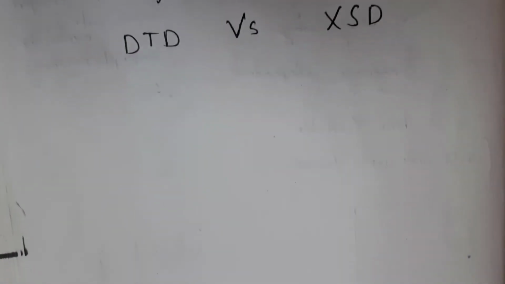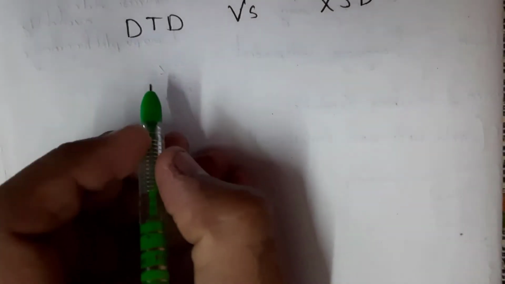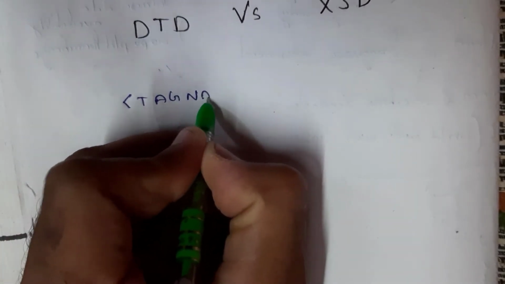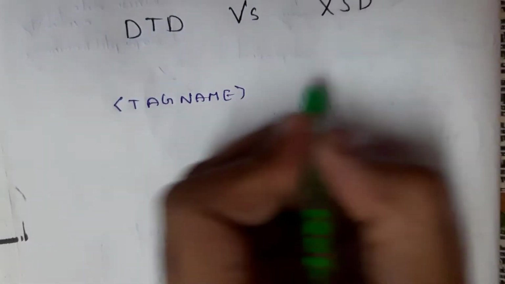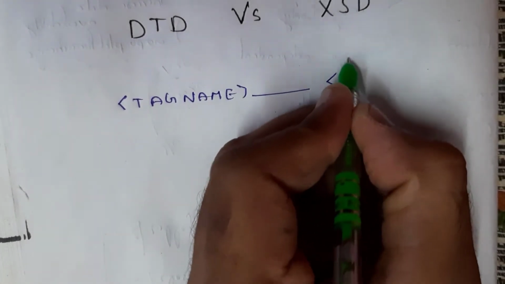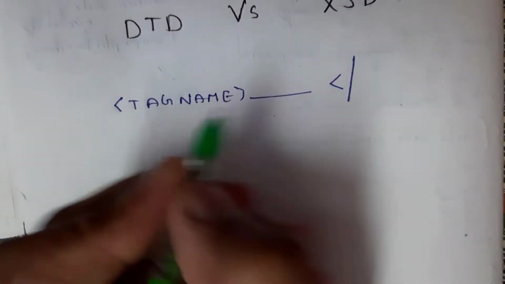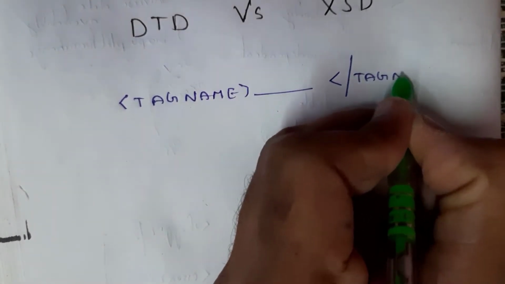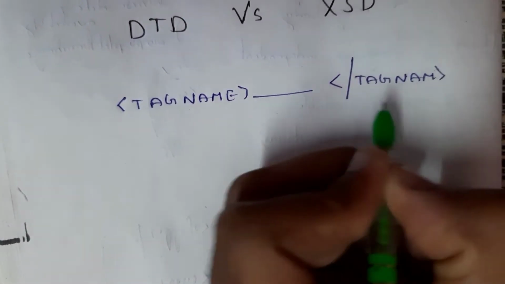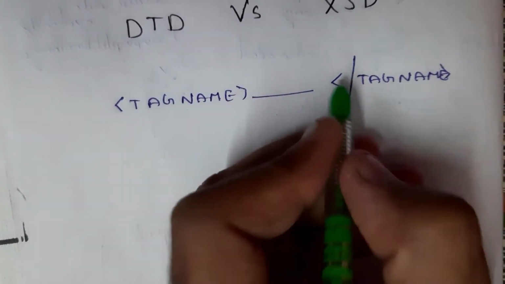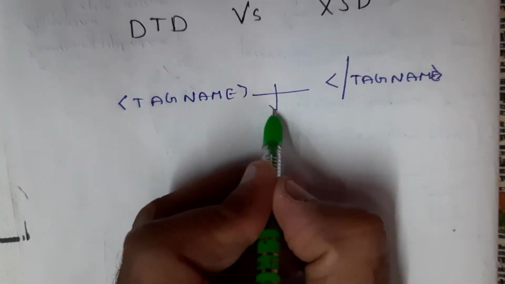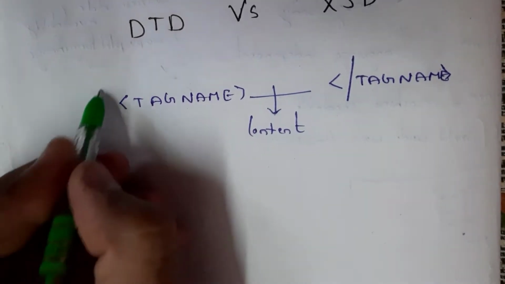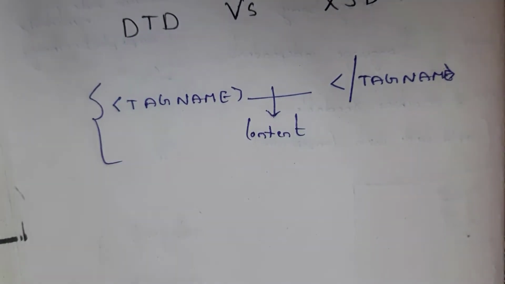See the syntax of XML tags. They contain an open tag and a closed tag. Inside this, we are going to write the content. This is the syntax of XML tags.